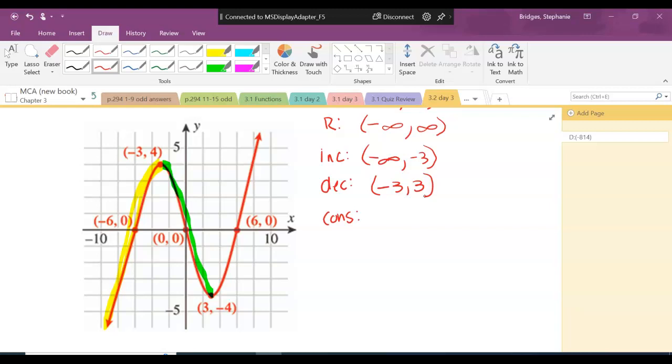Okay. And then what about that last one? What is it going to do? Increasing, decreasing, or constant? Increasing. So I'm going to put a union, can't talk, sorry. Are there any constant pieces in this graph? No, so I'm just going to either leave it blank or you can write none if you want to.